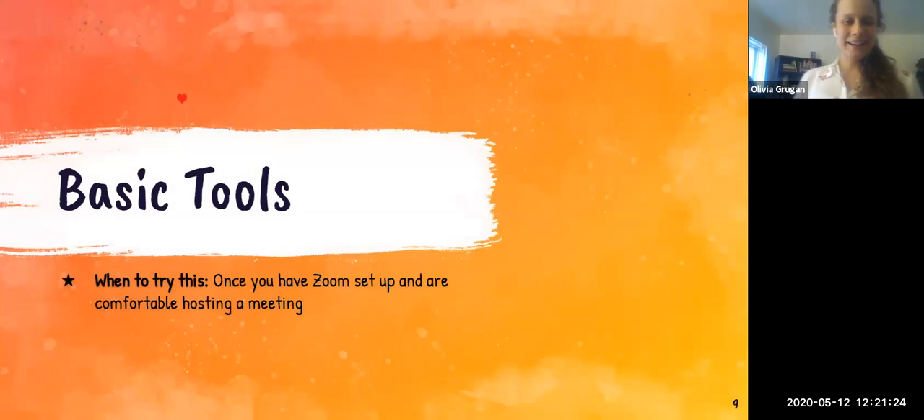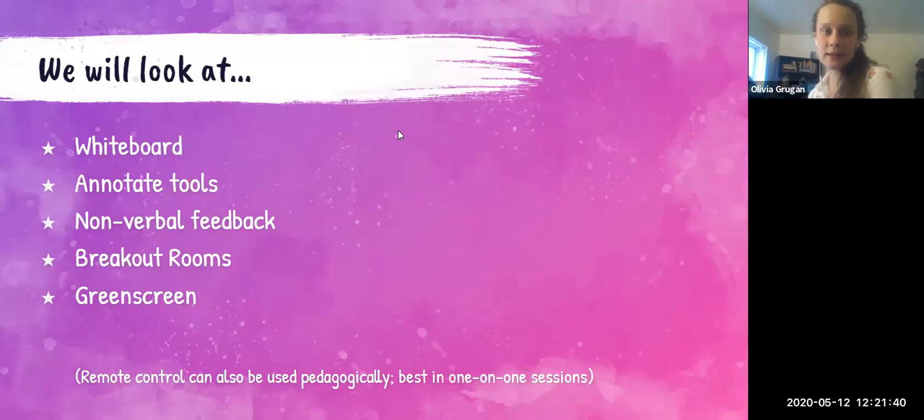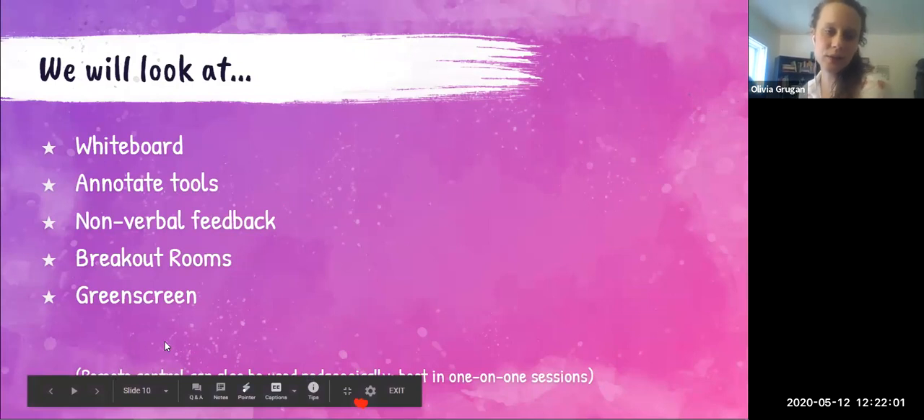Okay. Having said all that, we're ready to officially get started. What I would like to show with you now is all tools that are available within Zoom and that are available in free accounts. And the ones specifically that we're going to go through are the whiteboard with all of the annotate tools, 2 ways to do nonverbal feedback, what breakout rooms are, and what a green screen is and how you might use it. One tool that's also available in free accounts that I'm not going to specifically mention or specifically delve into is remote control.